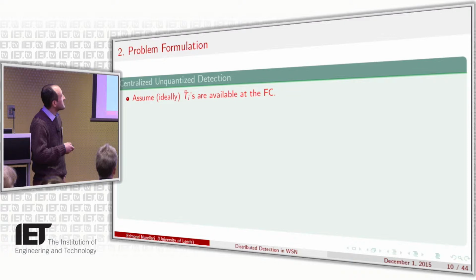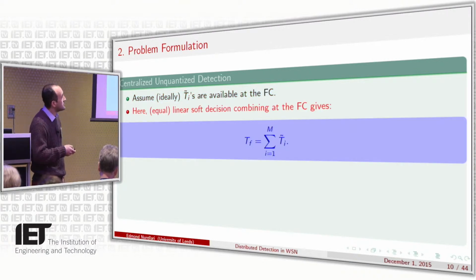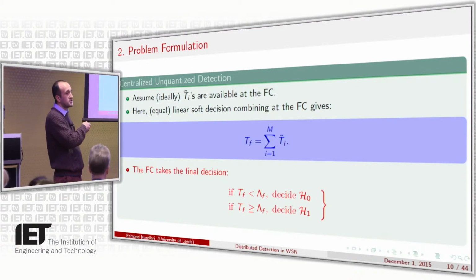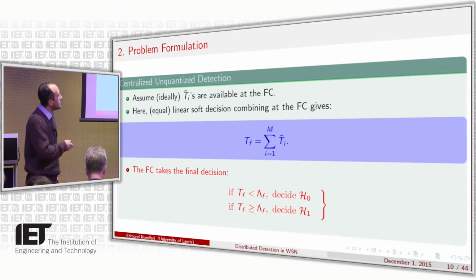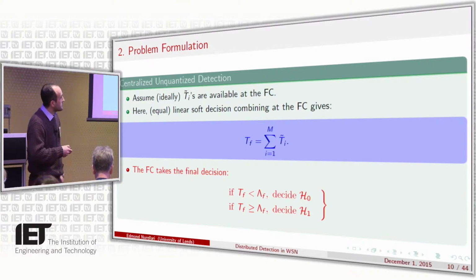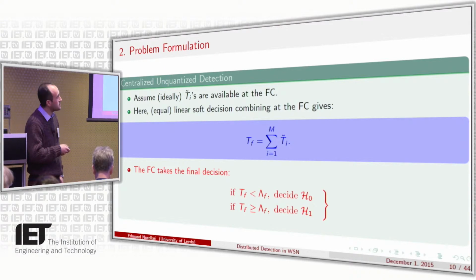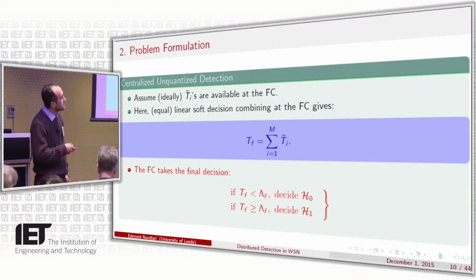At the beginning, to make it clear later on, if we assume ideally that all those test statistics are available at each sensor node, then if we combine them and get the final test statistic, the fusion center, which is the centralized detector, takes this test, where lambda f is the detection threshold. Okay? So if it is less than that, it decides the target is absent. If it is greater than that, the target is present.